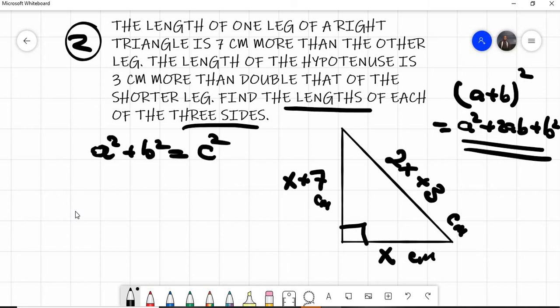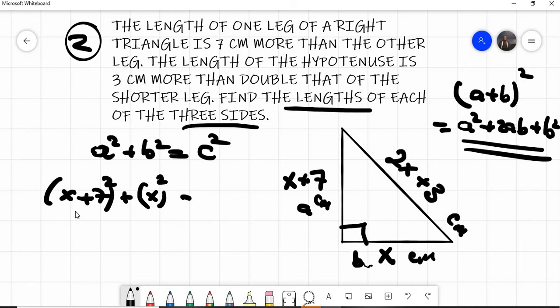So first, okay, our a we assume is x plus 7, and then b is x. So x plus 7 squared plus b, which is x squared. So this one is a, this one is b, equals our c, which is 2x plus 3, 2x plus 3 squared. And then we can expand using this one, a plus b squared. That formula we're gonna use, inshallah.